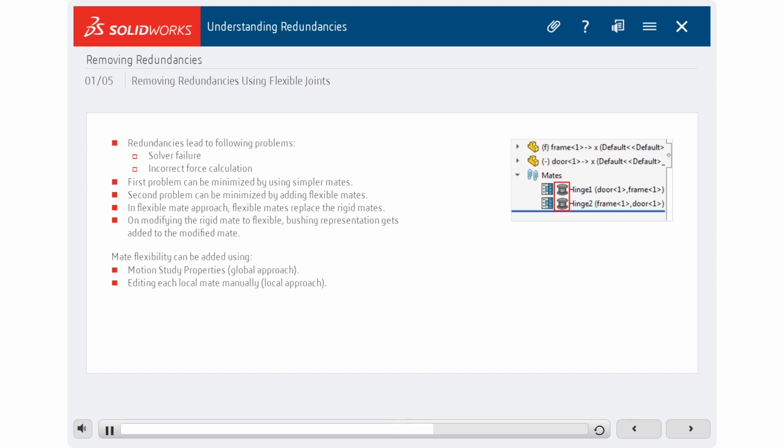The first approach is global and may work in most situations, while the second approach is local and works in all situations but can be time-consuming. When you make a mate flexible, the mechanism will be updated to have a bushing representation of the basic mate type instead of a rigid constraint. Please note that motion and frictional properties of the mate are not affected by using flexible mates.